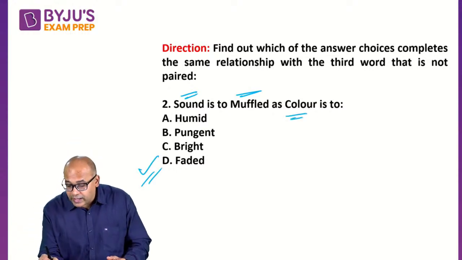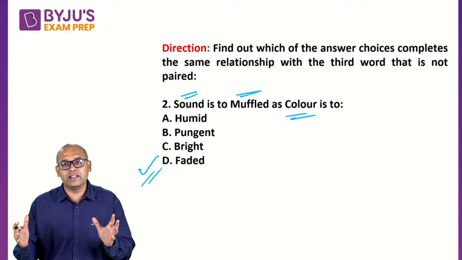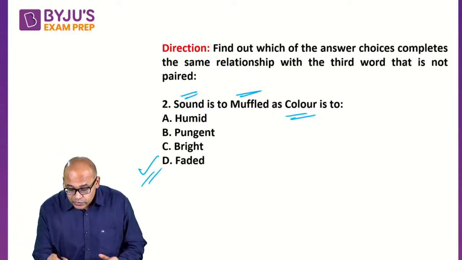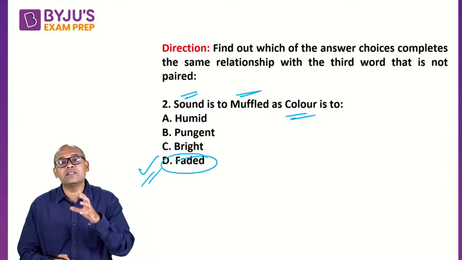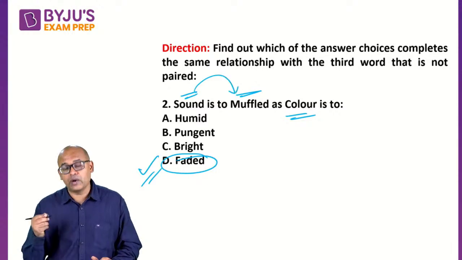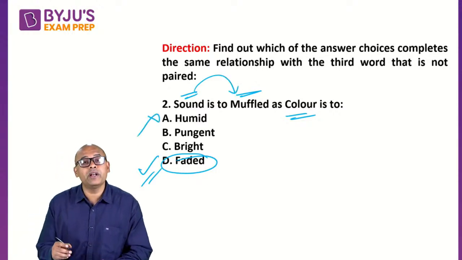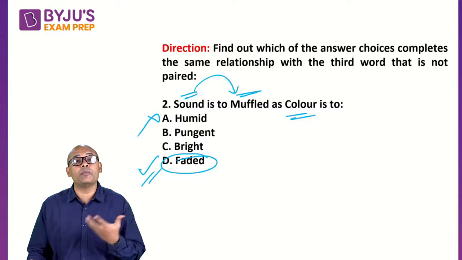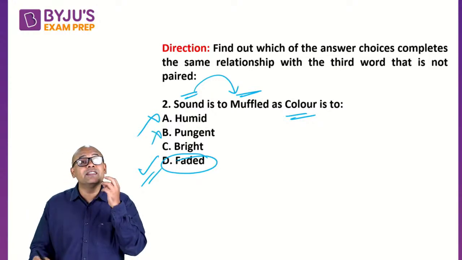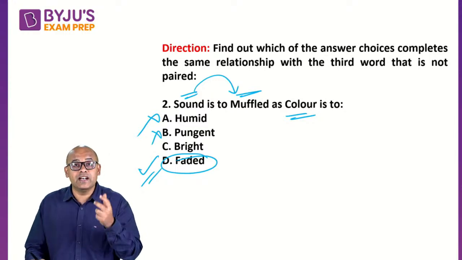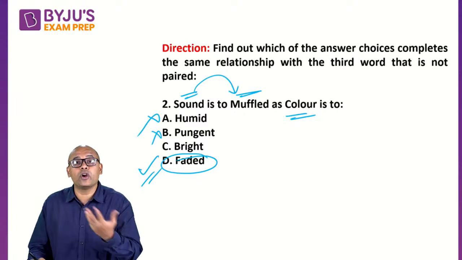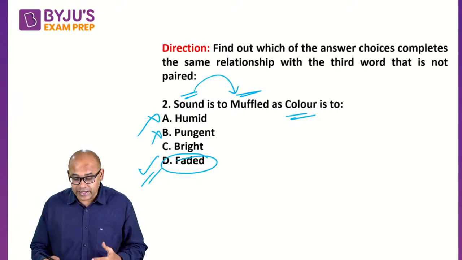Okay, so color is bright or whatever color it is. When the intensity becomes less for a color, you use the word faded. Faded means its color has gone, only a little is left, which is very similar to sound and muffled. You can clearly say humid cannot be an answer itself because humid is nowhere related to color. Similarly, pungent is a smell, whereas color is a sense of sight. So they are not the same, so they cannot be related.